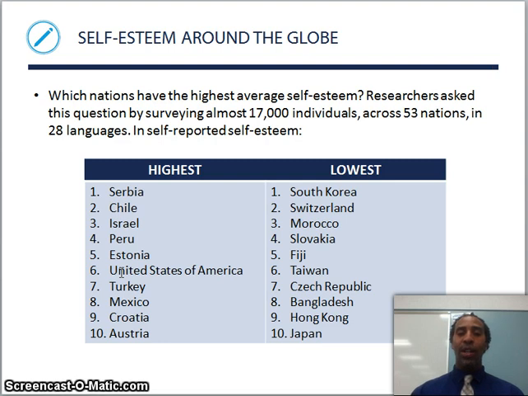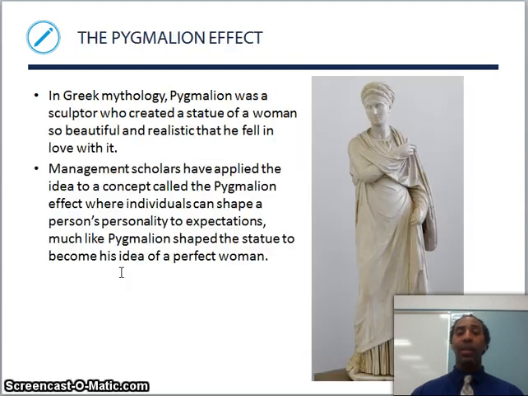Turkey, Mexico, Croatia, and Austria. The lowest, you have South Korea, Switzerland, Morocco, Slovakia, Fiji, Taiwan, the Czech Republic, Bangladesh, Hong Kong, and Japan. All right, so some of those may be surprising, some of those may not.